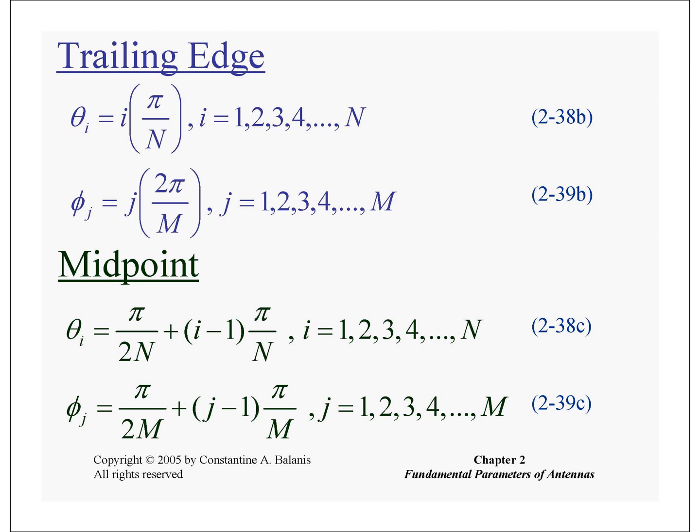Now two methods can be used. One is the trailing edge method and the other is the midpoint method. Both will give the same results, but the first one, the trailing edge method, is easier to apply as compared to the midpoint. So what is the value of theta i and phi j? If you have studied numerical analysis, you can easily find it. Theta i will be equal to i times pi by n, where i starts from 1 to n. Phi j will be equal to j times 2 pi by m, where j starts from 1 to m.